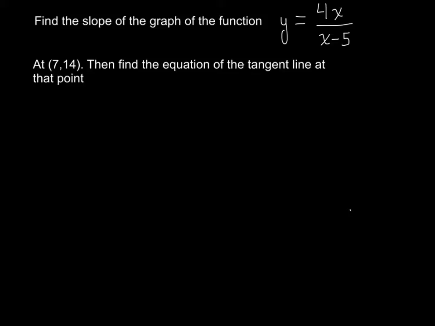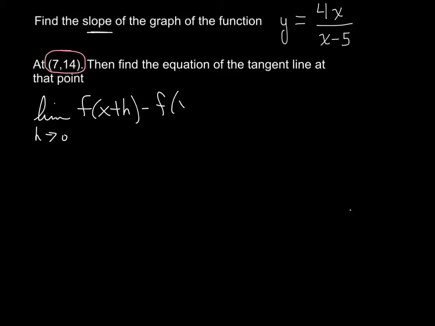Okay, we want to find the slope of the graph of this particular function at this particular point, (7, 14), and then we'll find the equation of the tangent line at that point. So this is going through using the definition, which is f of x plus h minus f of x all over h.